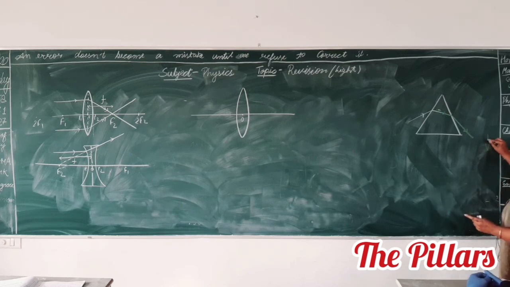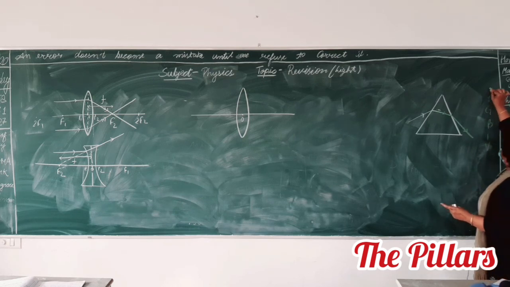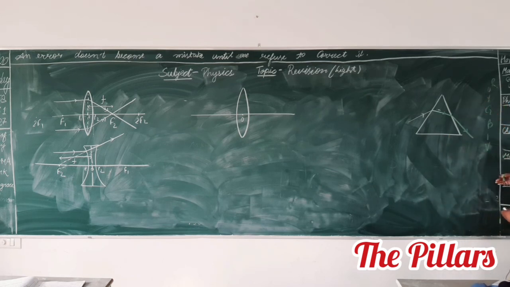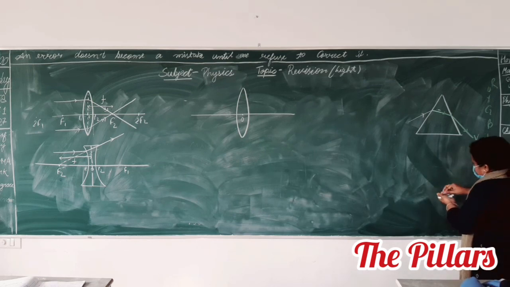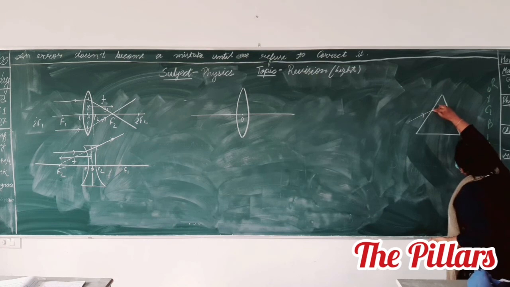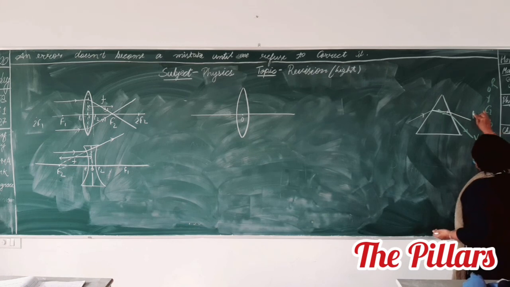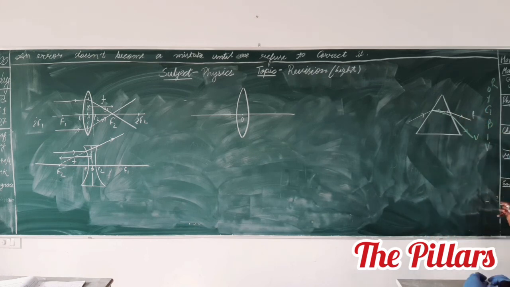Seven. You know this, isn't it? And they all bend towards the base. Suppose this is your violet and this is your red. All are bending towards the base. Now, why does it happen so?